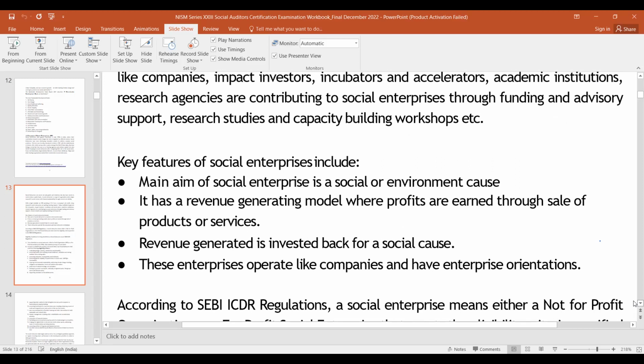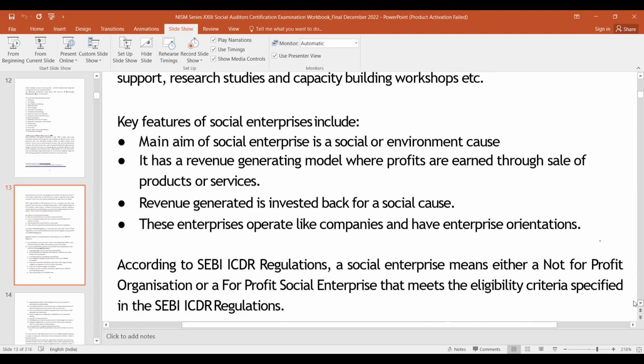Like in Tihar jail, there is Tihar Haat, where products made by the prisoners who are inmates of Tihar jail are sold. That revenue generated is invested back for the social welfare of those prisoners. So it is not that they are not generating revenue, because most of these social enterprises are earning profits also, but they are plowing back those profits for a social cause. And these enterprises operate like companies and have enterprise orientations. They may do marketing also. They may participate in trade fairs also to showcase their products and services.